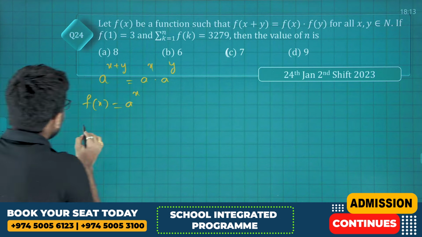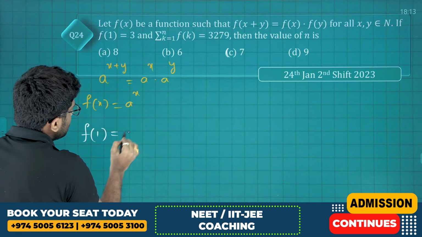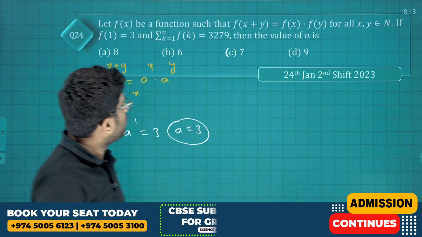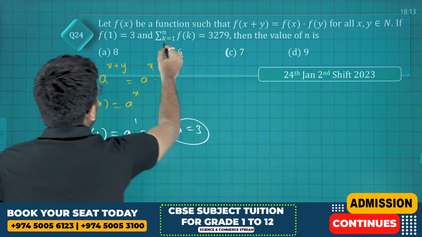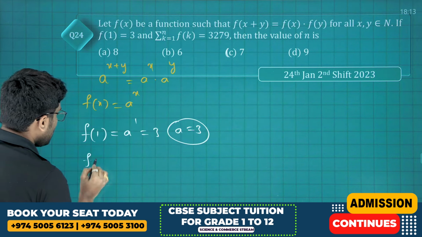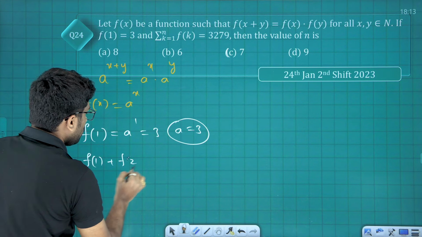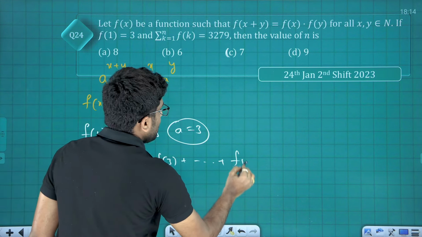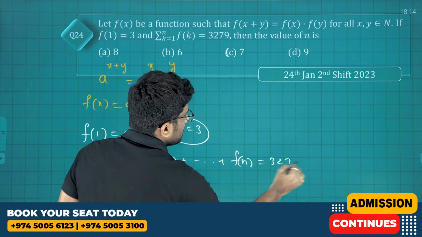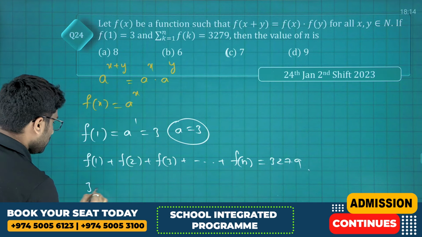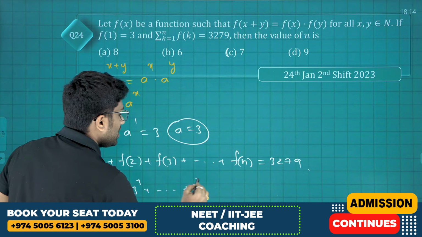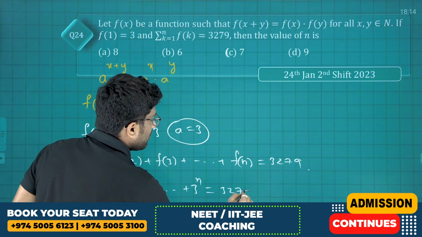That's it. Next, this is the most important part. They have given f of 1 is 3, that is f of 1 is equal to a power 1, which is 3. So a is equal to 3, friends. Now they have given sigma k equals 1 to n, so f of 1 plus f of 2 plus f of 3 and so on up to f of n is equal to 3279. What is f of 1? 3 plus 3 square plus 3 cube and so on, 3 power n, is equal to 3279.